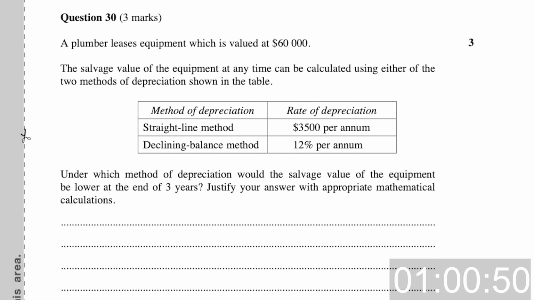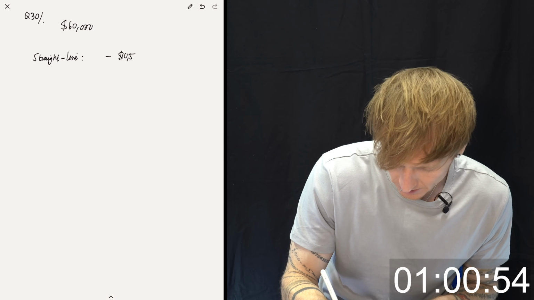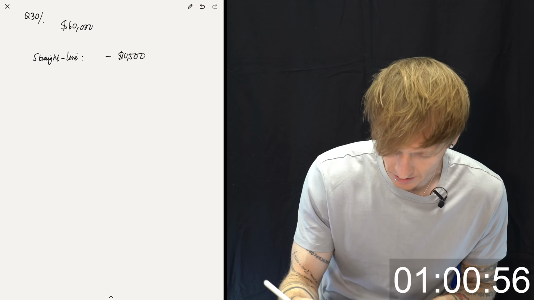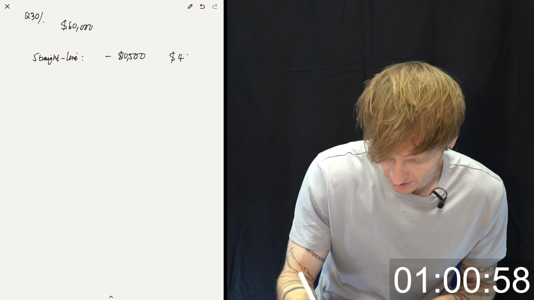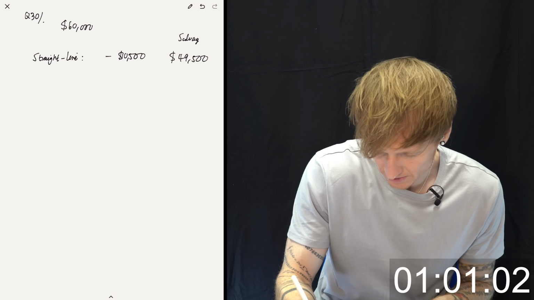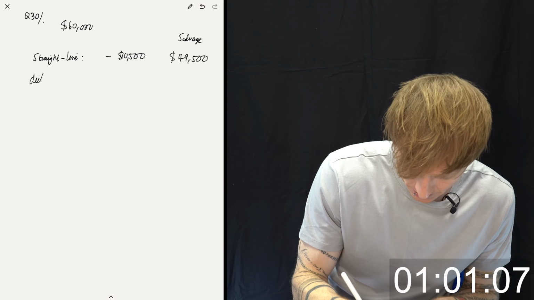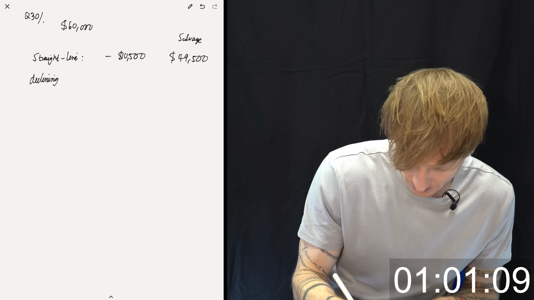So after 3 years, it's gone minus 10,500, 3 lots of it. So it's worth a total of 49,500. This is like salvage value. Great, declining balance. So declining balance.